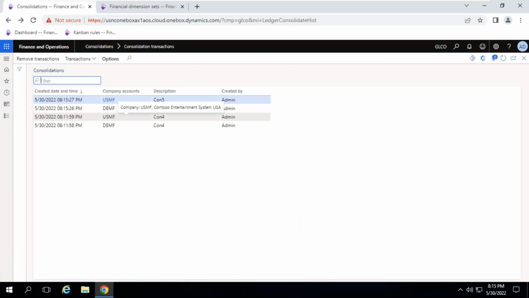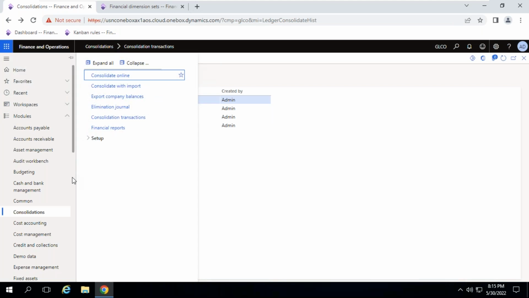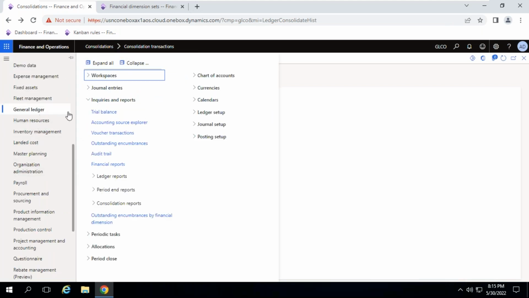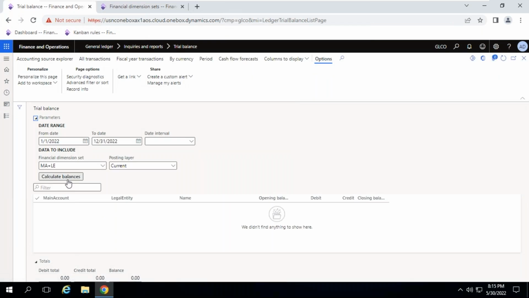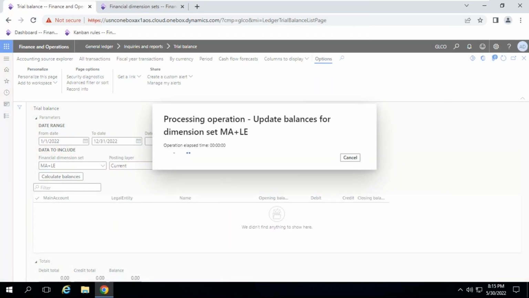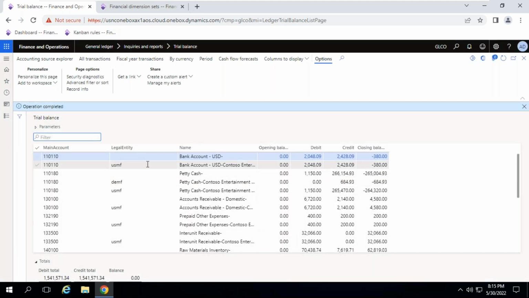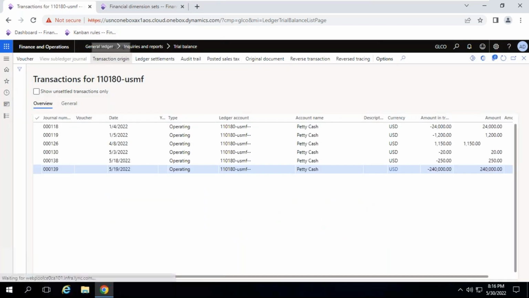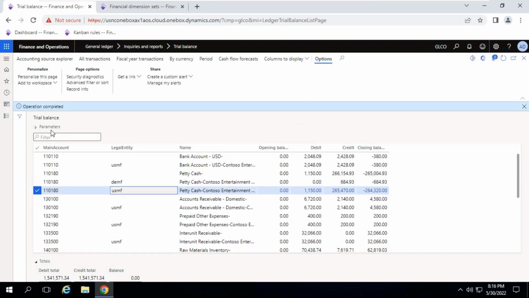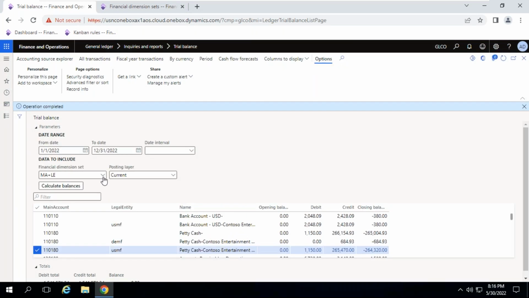Yeah, it is available now. Let me verify the general ledger. Yes, now it is. So that we can see the transactions with USMF and DMF. Understood? We can see it like this. Got it? USMF and DMF also, it will show you.